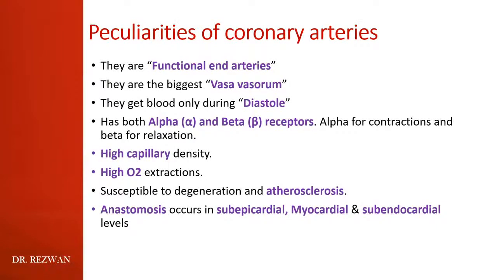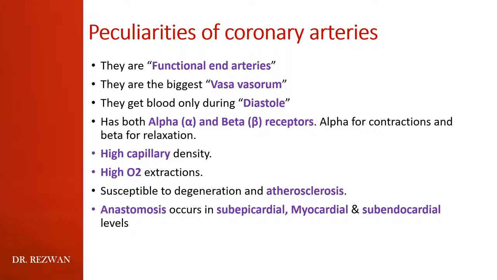Now these are the peculiarities of the coronary arteries, a very commonly asked question in the viva. They are functional end arteries. They are the biggest vasa vasorum. Coronary arteries get blood only during diastole. Coronary arteries have two receptors, whereas other blood vessels have only one receptor, the alpha receptor, but coronary arteries have both alpha and beta receptors, alpha receptor for contraction and beta receptor for relaxation or dilatation. Coronary arteries have high capillary networks and their oxygen extraction is highest.